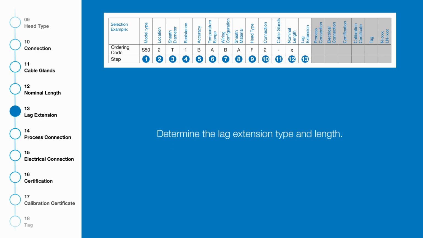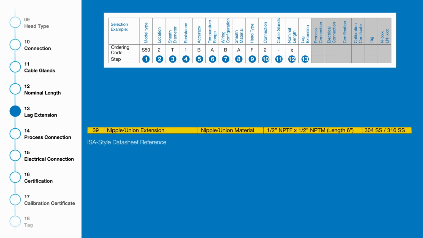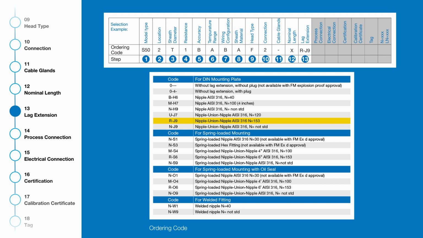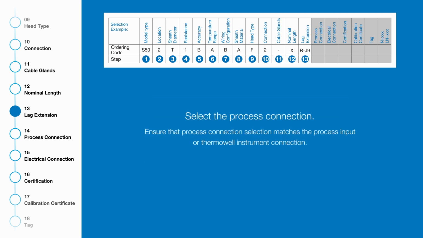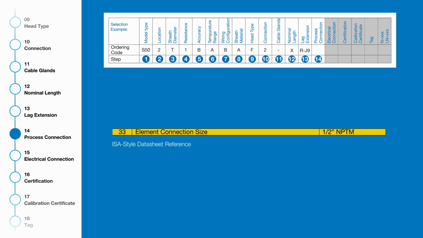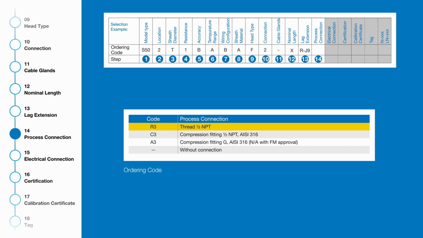Next, we're going to determine the lag extension needed. We're going to look at the ISA datasheet and see that the requirement is for a nipple union nipple with a length of 6 inches. The code for that would be R-J9. Now we're going to select the process connection, which is going to be a 1/2 inch NPT, and that is code R3.